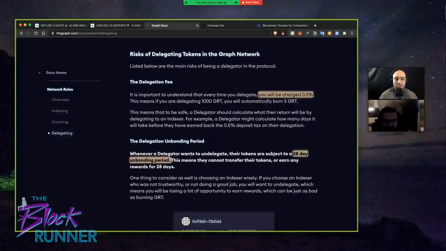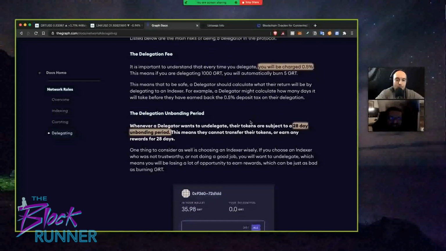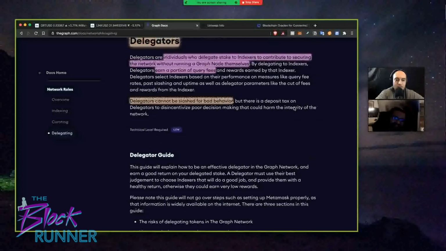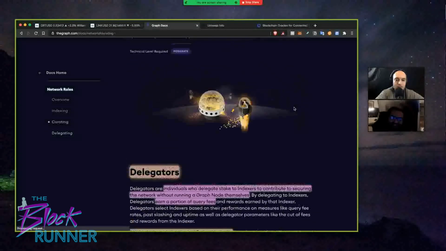So let's say you stake for 2 or 3 months on a given indexer and you want to take it out. There's a cool-down period of 28 days. So even more. Yeah, exactly. They're really trying to hamper movement, I guess just to stabilize things, not have so many ins and outs. There's too much volatility in the network.